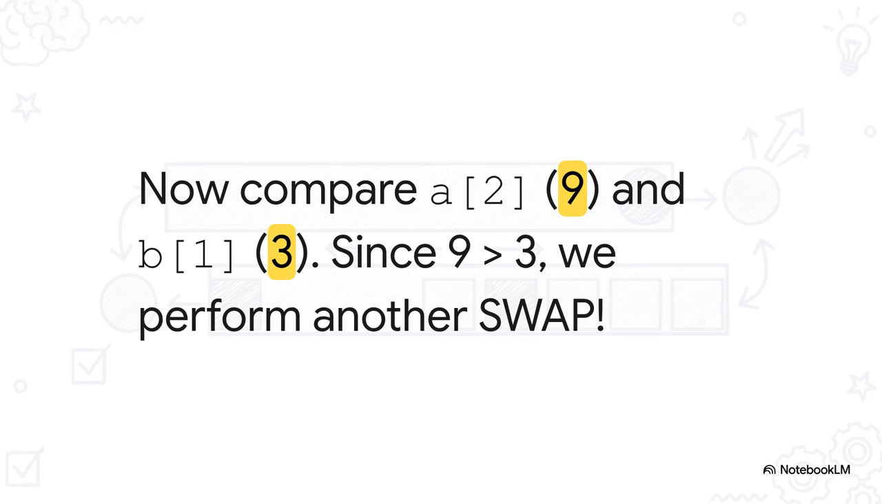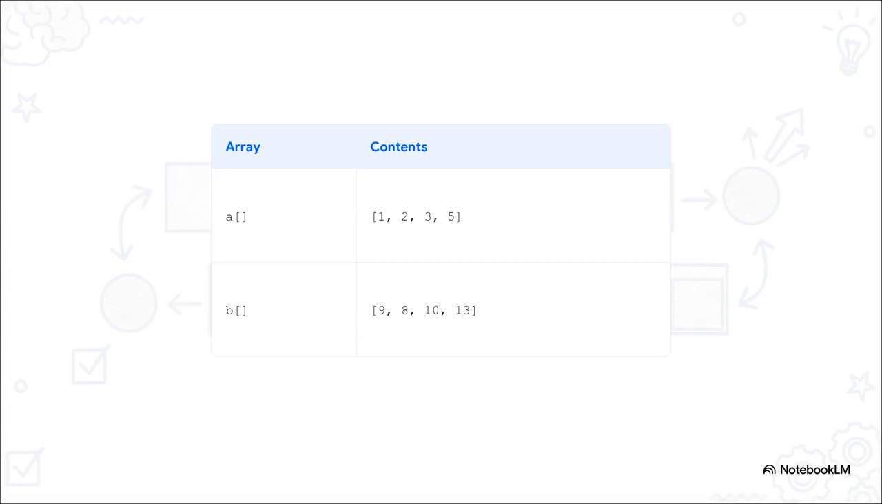Our pointers are now at 9 in array A and 3 in array B. Again, 9 is greater than 3, so we know they're in the wrong final halves. Time for another swap. We just keep doing this swap and move process until our pointers meet or cross each other. And just look what happened.